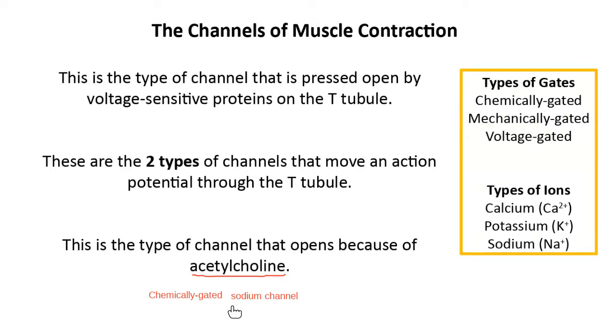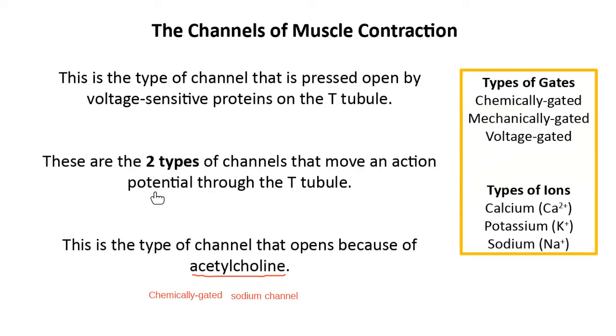This is found at the neuromuscular junction where a neuron talks to a muscle cell. On the membrane of the muscle cell, we have chemically gated sodium channels. And those chemically gated sodium channels open up. In comes the sodium and my membrane charge goes up. That's going to allow me to generate something called an action potential.